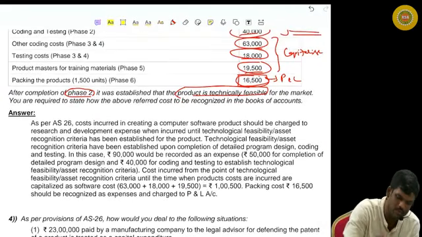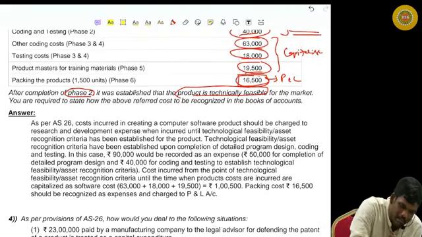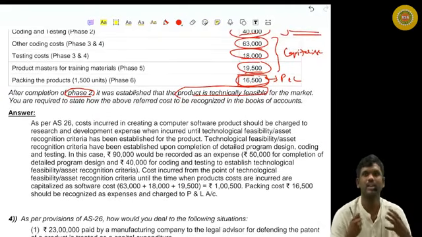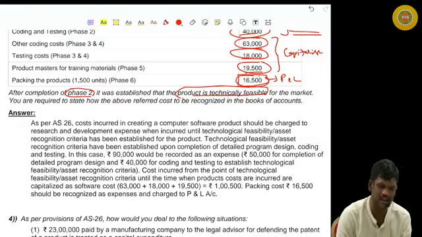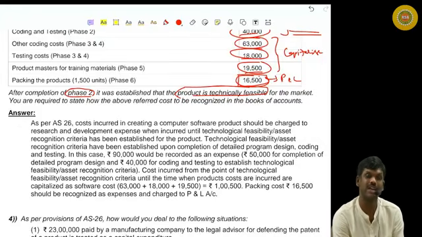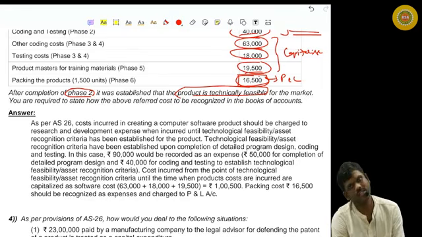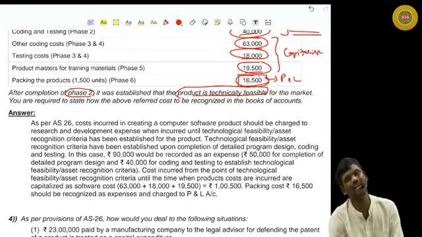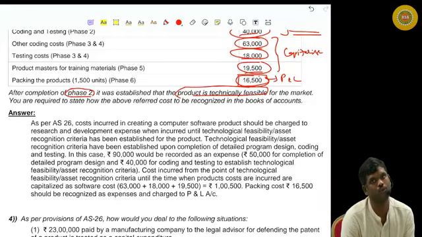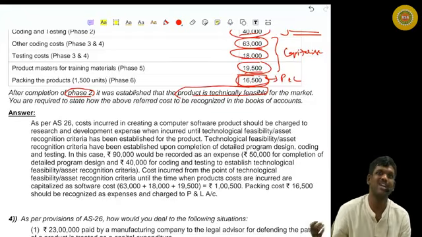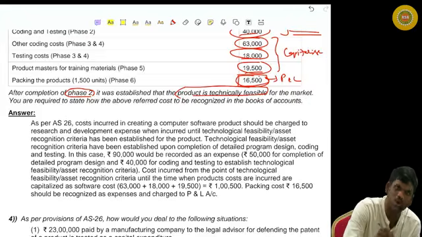So in the suggested answer, if you see, initially they are building up the answer. They are giving the context from the standard and then they are writing. So ensure you also say that for an internally generated asset, research phase, expense it out; development phase, capitalize if conditions are satisfied. If conditions are not satisfied, don't capitalize, and then write the answer on the amount to be capitalized. Don't directly go to numbers calculation.